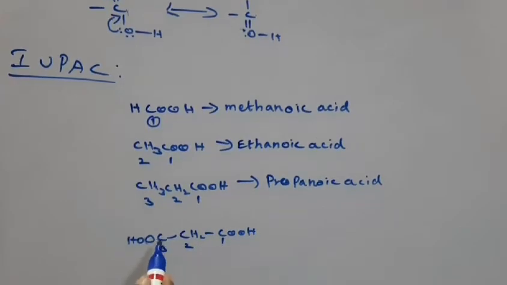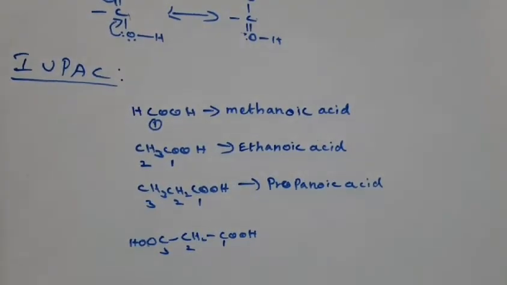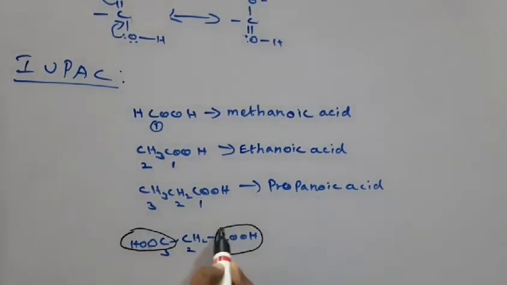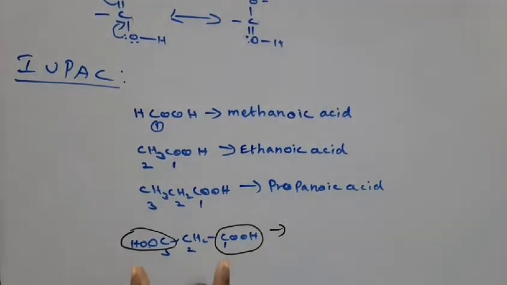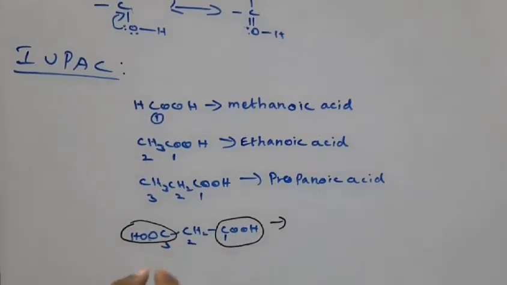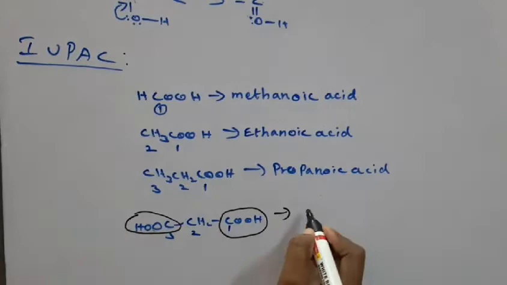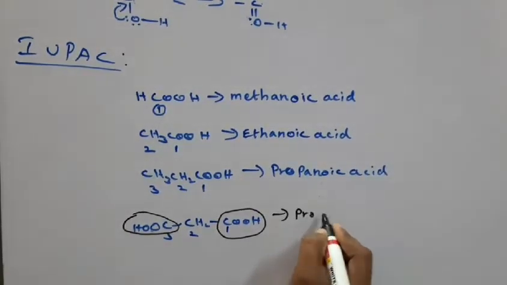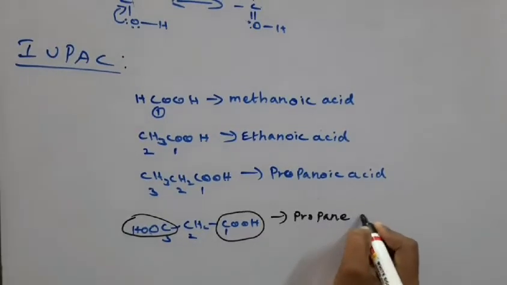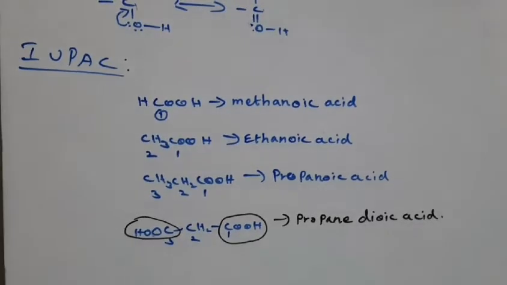But the number of carboxyl groups present here is two, so that also you have to number. The parent alkane group has three carbons, prop, but the number of carboxyl groups present is two, that is two carboxylic acids. So you name it propane dioic acid. Like that you have to name it: propane dioic acid.